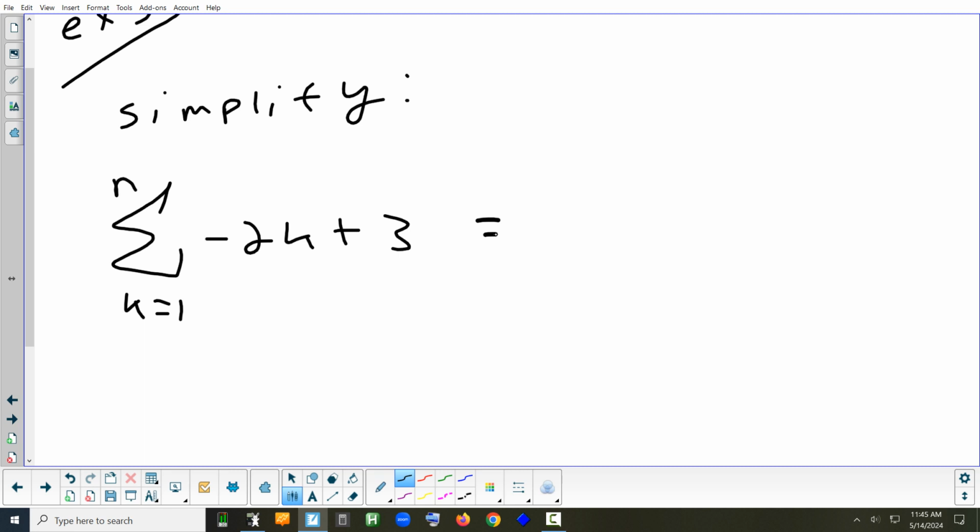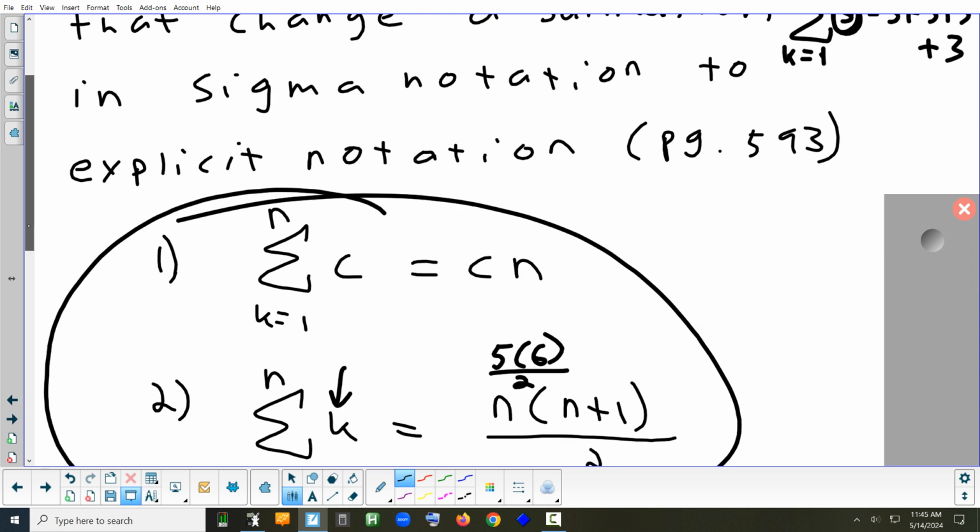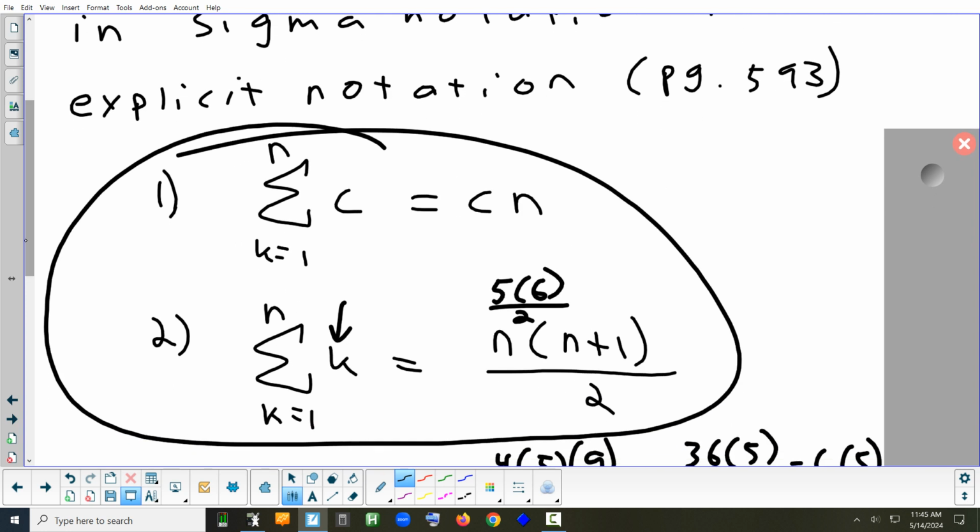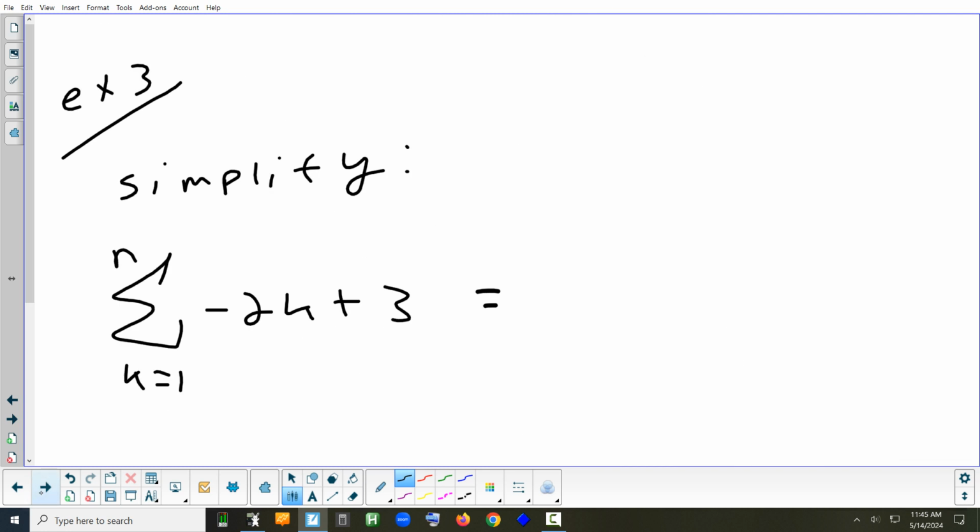So what we need to do is take this sigma and break it down until we get things that look like one of these first two. We need to get it simpler. Once we break it down and it looks simpler, then we can substitute in these formulas on the right-hand side. Okay. So the first thing I want to do is break this up into two sigmas. There's one. There's two.